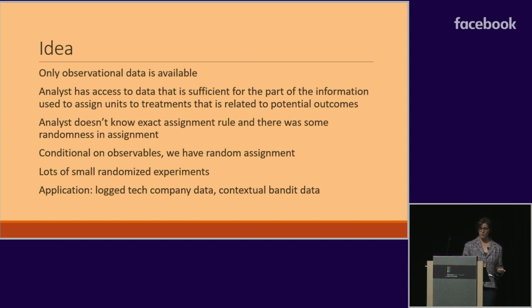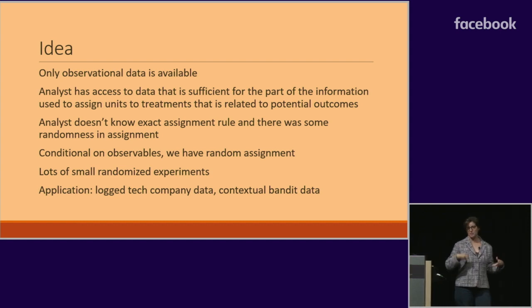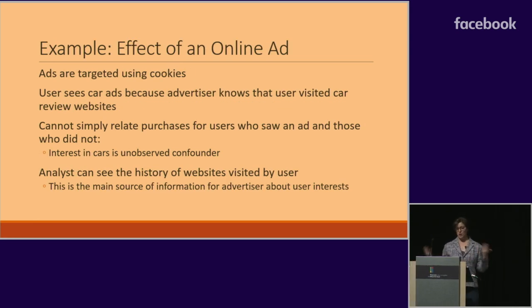So people for whom I thought the ad would be effective were probably more likely to be shown the ad than people who were not. Contextual bandit data is another good example. If the tech firm is itself running a contextual bandit, or the political campaign is using a contextual bandit to say, I'm going to map your characteristics to the email I send you, then I would generate data like this. And then the question is, what's the treatment effect?